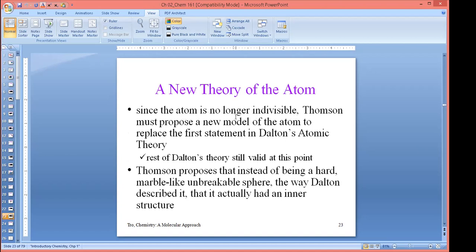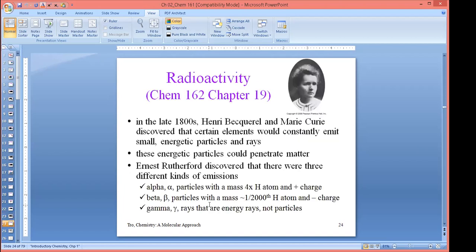So the atom is no longer indivisible, and there are more names you'll see. Thomson must propose a new model to replace Dalton's atom, and new experiments come up that refine these things. Again, it's not a history test. We'll see the Curies come in here. They were Polish. We'll see this again in nuclear chemistry.